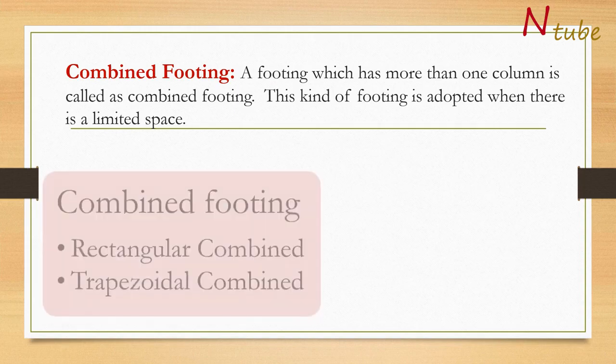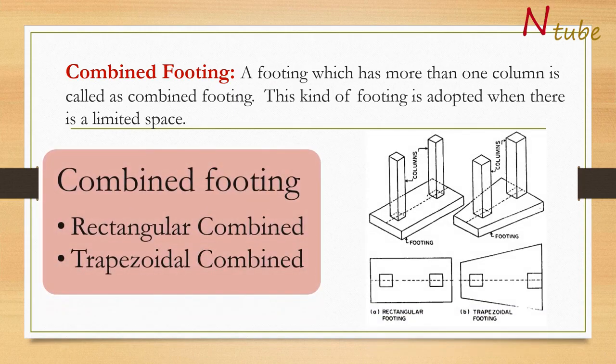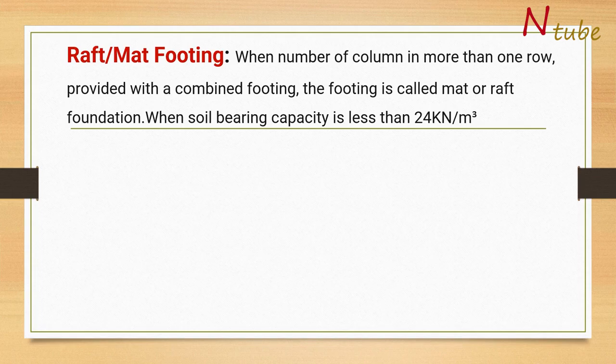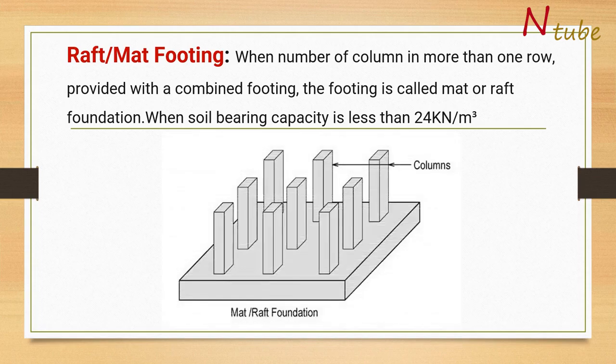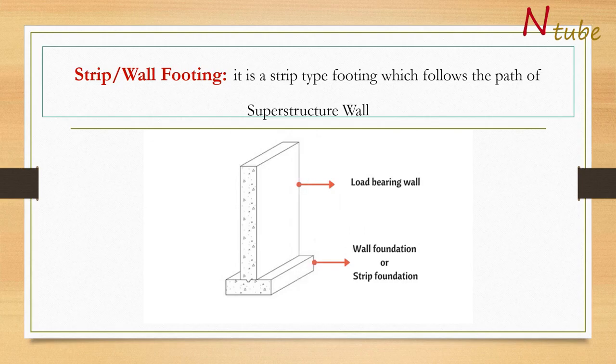Combined footing. A footing which carries more than one column is called a combined footing. This kind of footing is adopted when there is limited space. Raft or mat footing. When columns are in more than one row and provided with a combined footing, the footing is called a mat or raft foundation. Used when soil bearing capacity is less than 24 kilonewtons per square meter. Strip or wall footing. It is a strip-type footing which follows the path of the superstructure wall.